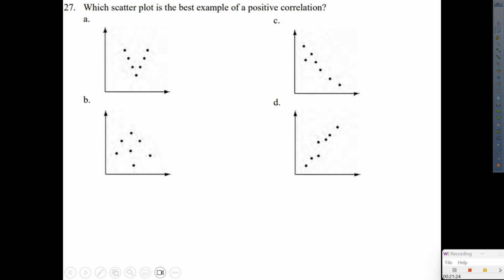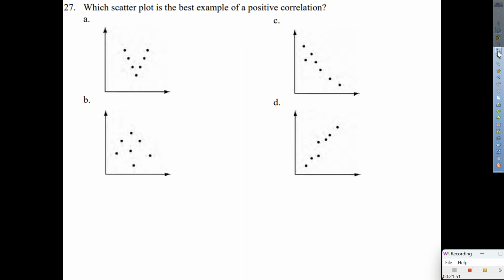Number 27. It reads, which scatter plot is the best example of a positive correlation? Tell your neighbor, if you read these graphs from left to right, which one has a positive correlation? Talk to your neighbor. Always with negative correlations. Woo! Let's go. That was pretty good, right?